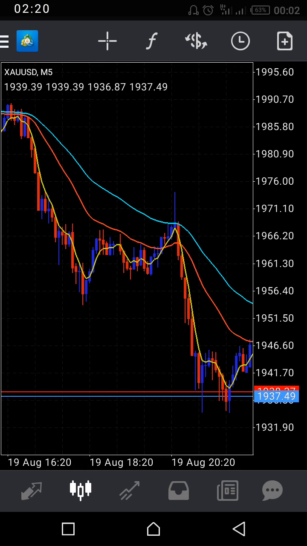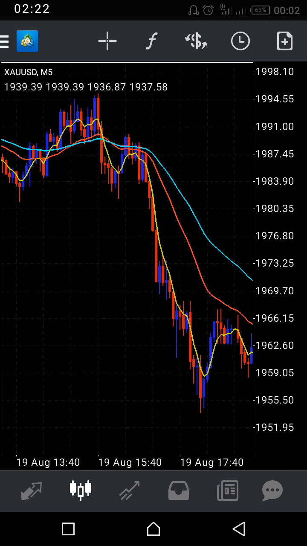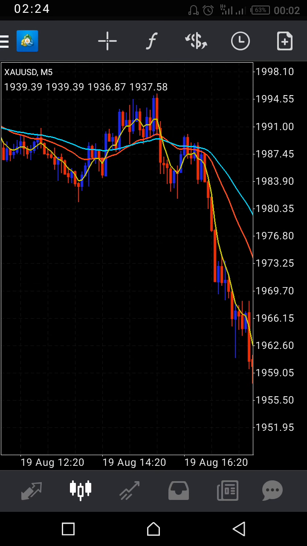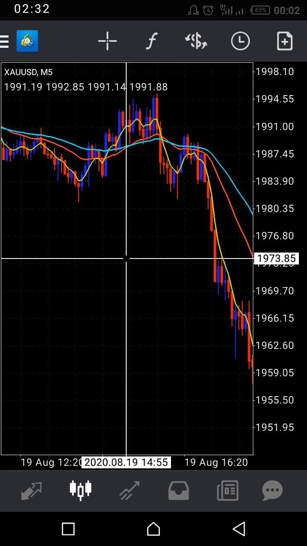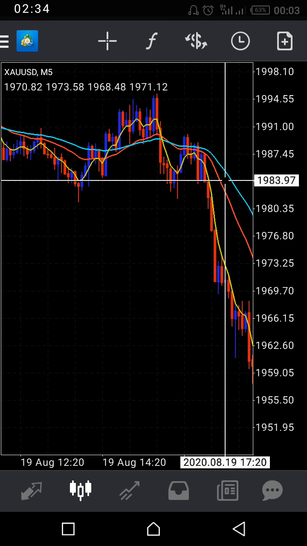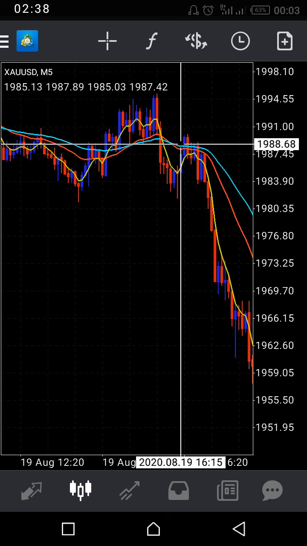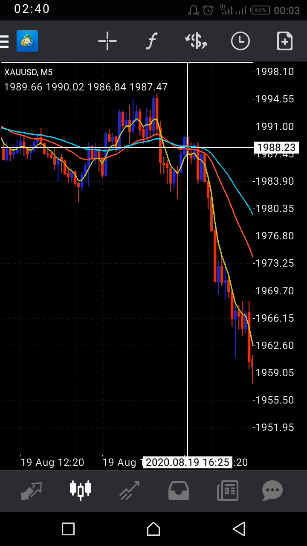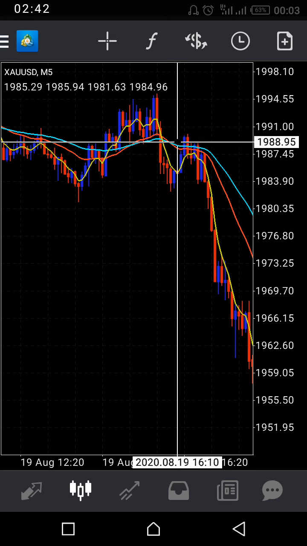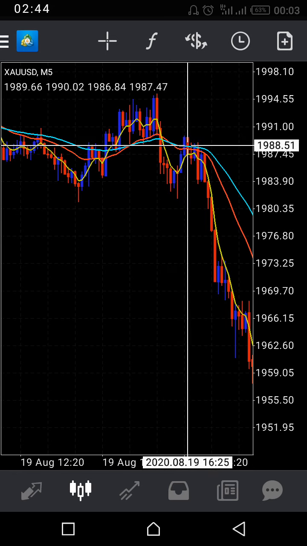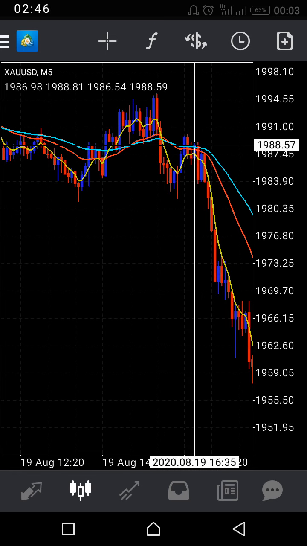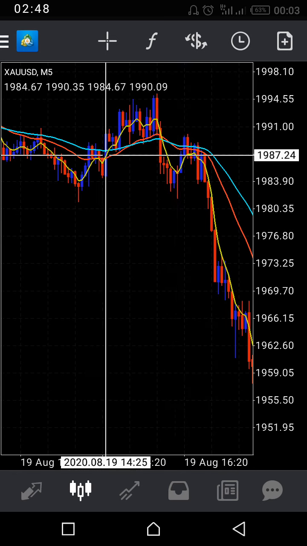Now this is a strategy, just like he told you, that whenever you have a cross between the light blue and then the red, just like here, then it's a sell. That's when the light blue is above coming down, then it's a sell.